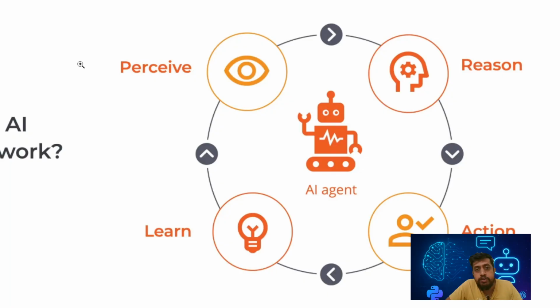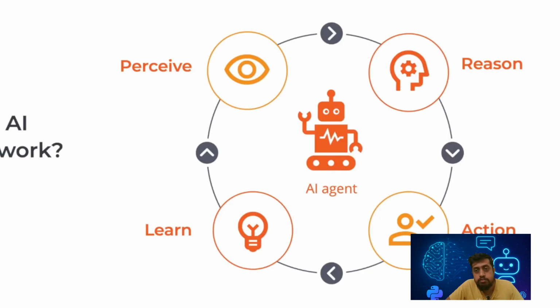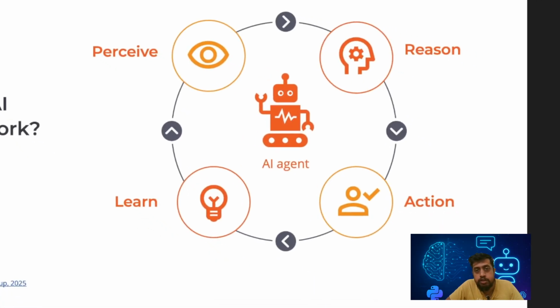Now we will see how AI agents exactly work, right? Let me zoom out a little bit so that you guys understand that. First, it will learn and it will perceive, and afterwards it will reason and take the action later, right? So these are the four things it will do: learning, perceiving, reasoning, and actioning. This is how AI agents work.